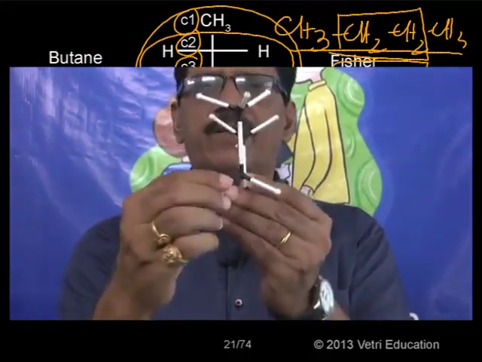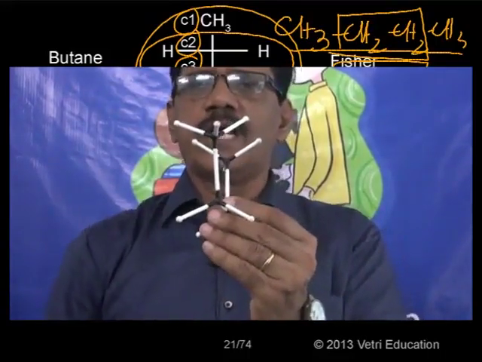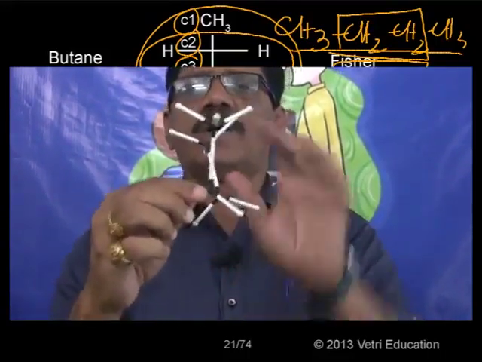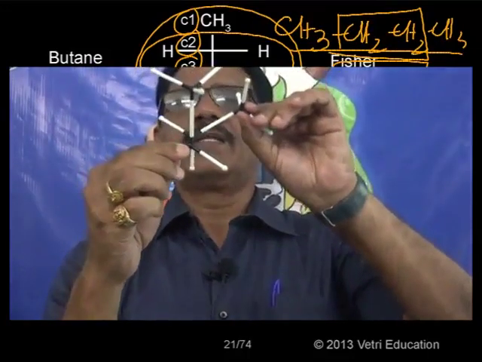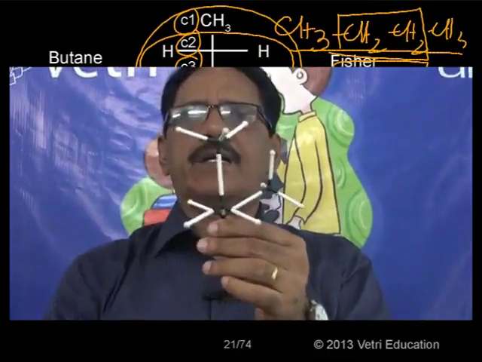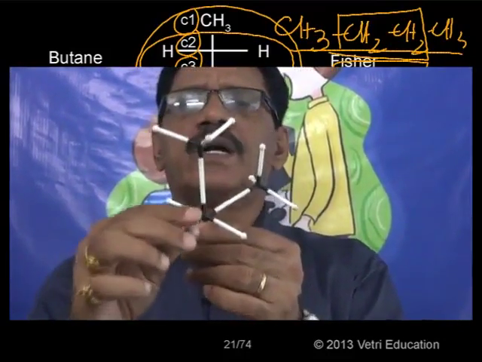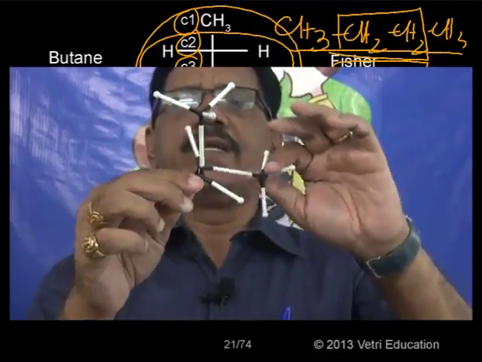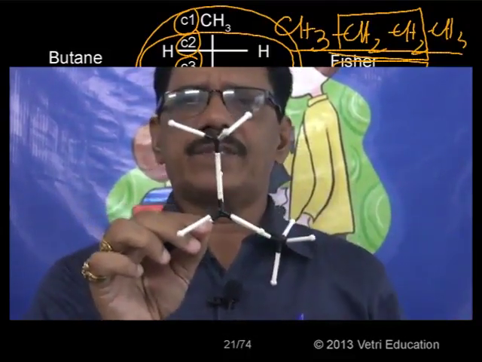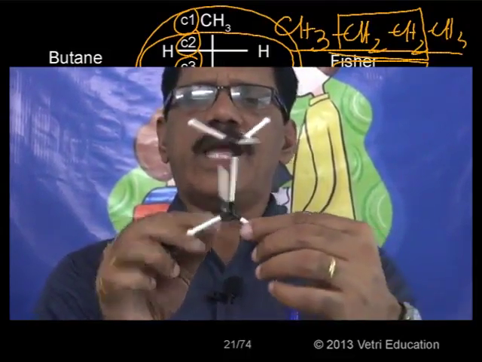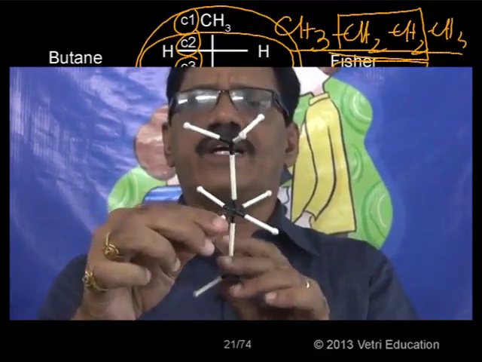Now this is n-butane. First one: CH3, CH3 facing each other. This is conformation number one. Now I am going to rotate the backside circle, CH3, by 60 degrees. This is now staggered. Eclipsed number 1, this is staggered number 2. For the third, I rotate a further 60 degrees. Just see, this is another eclipsed form, third one. Then I rotate again 60 degrees. This is the fourth one, staggered.